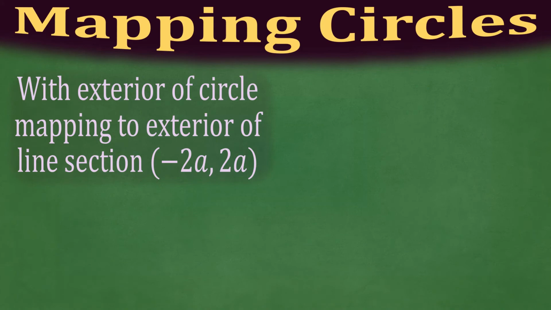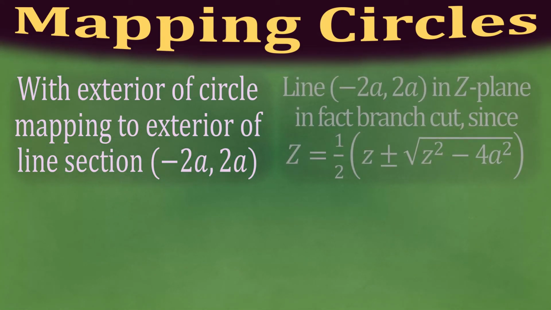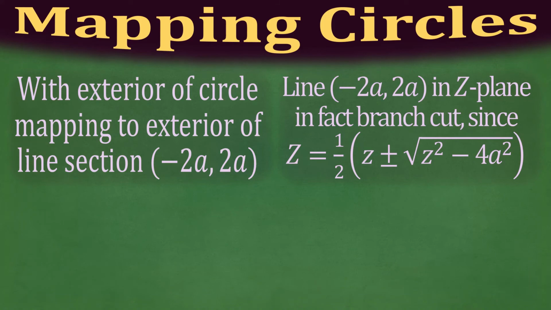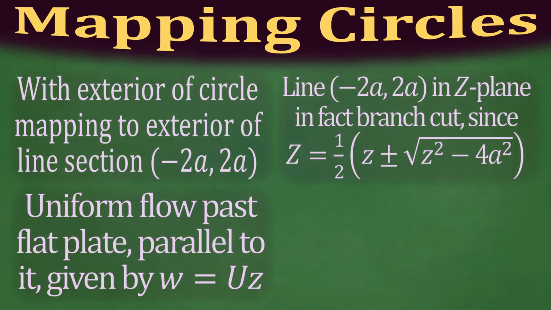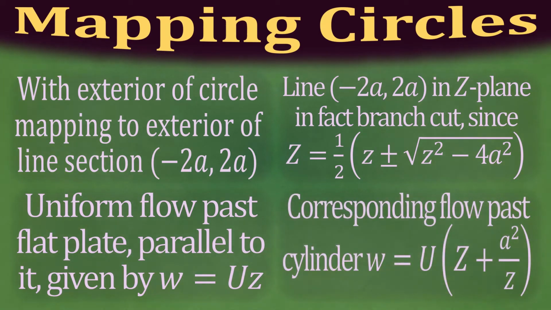Note that the line from minus 2a to 2a in the z-plane is in fact a branch cut, since Z is equal to a half times z plus or minus the square root of z squared minus 4a squared. Uniform flow past the flat plate parallel to it is given by w equals Uz, and thus the corresponding flow past the cylinder is w equals U times (Z plus a squared over Z).